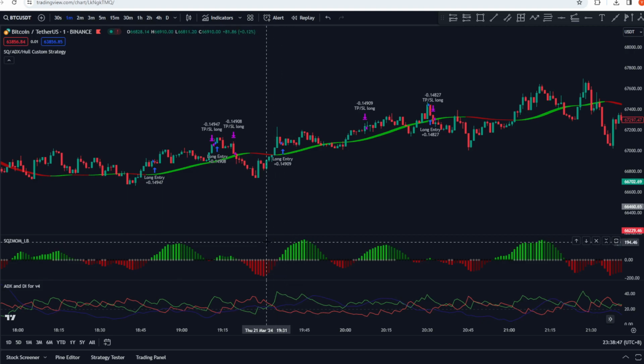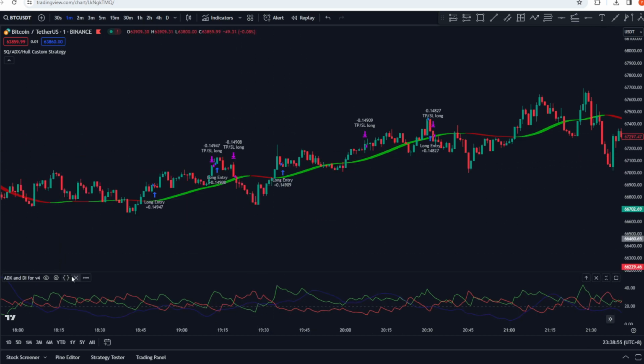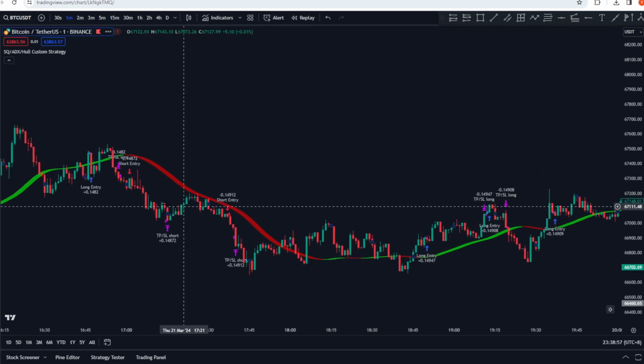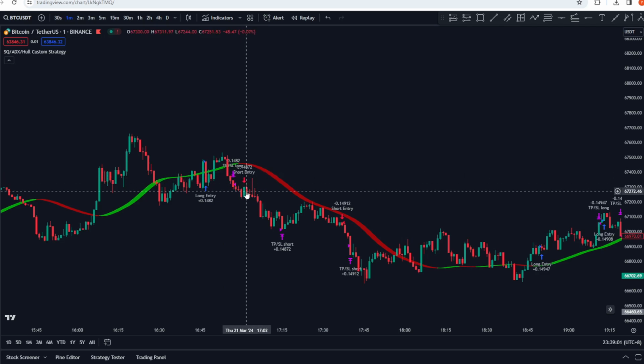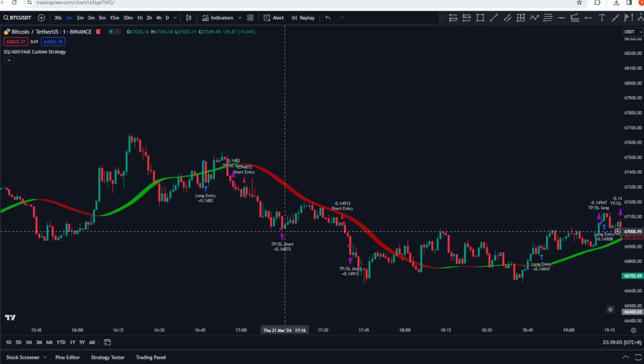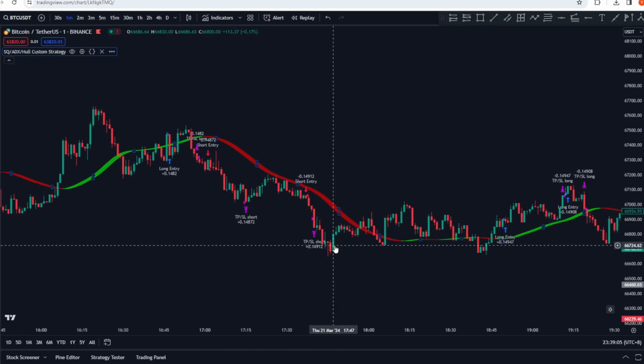If you guys do not plan to purchase the custom indicator, you can also just incorporate the indicators themselves. For short conditions, it's basically the opposite direction, and as you can see from the trades, we have a perfect short entry and a take profit here. Same thing, a perfect short entry and a take profit.